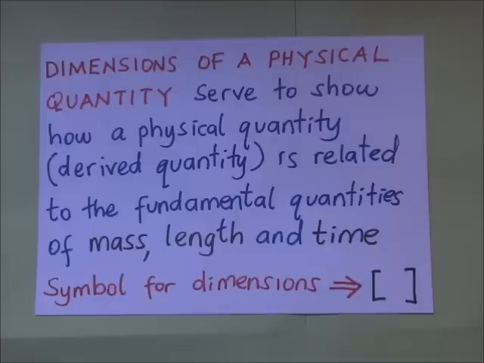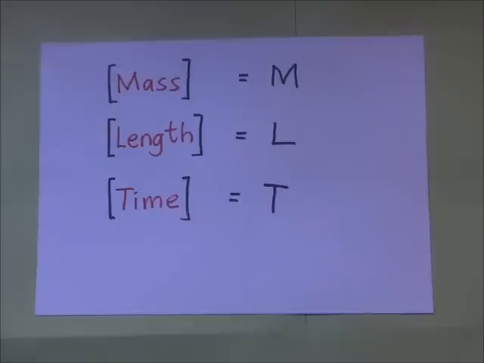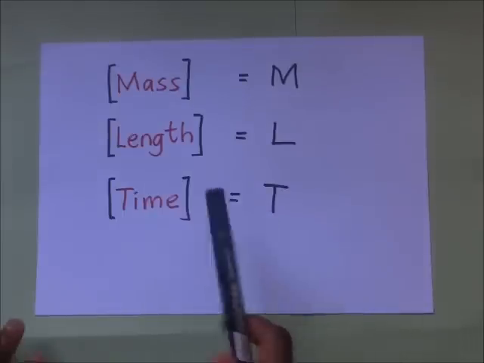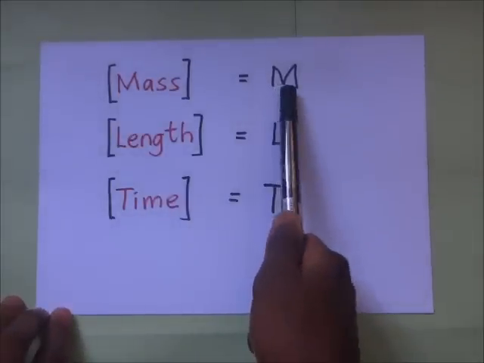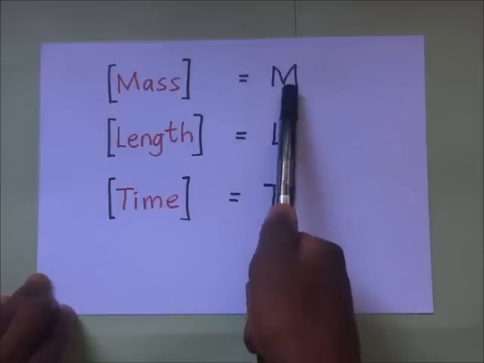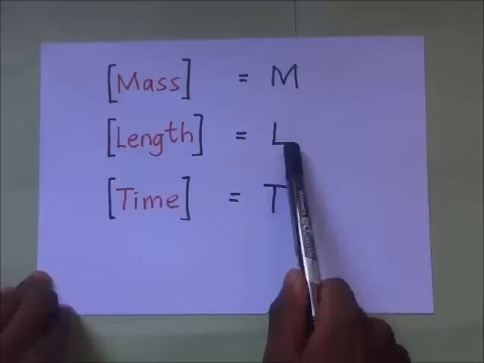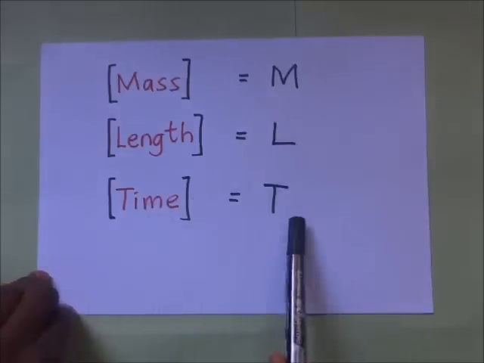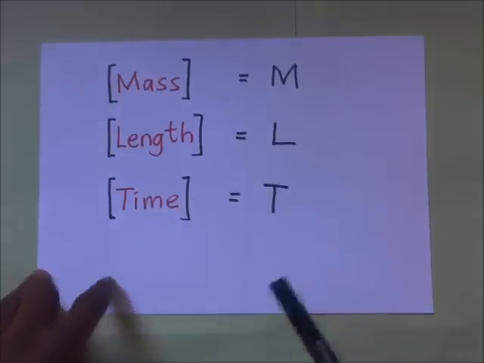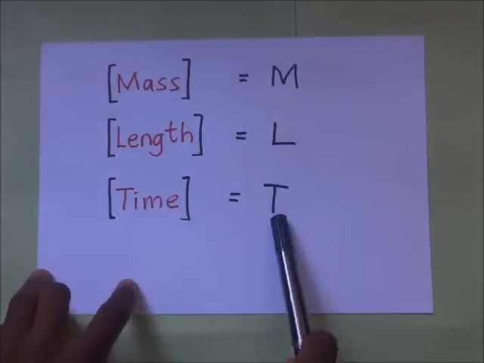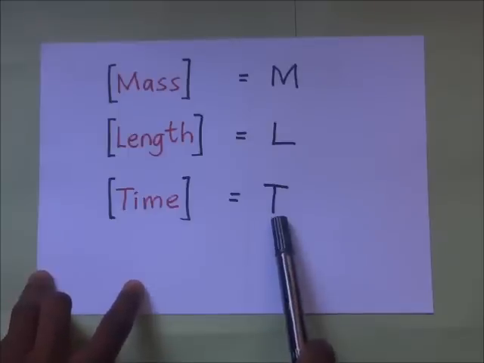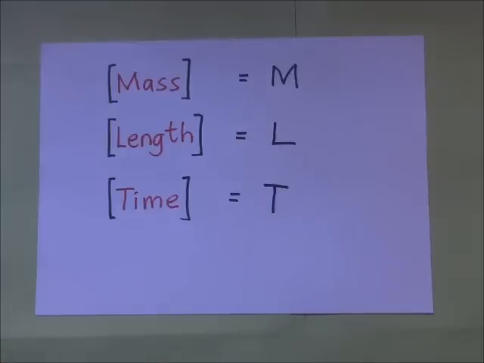Now, when we are talking about dimensions, this is the symbol for dimensions. And as such, when we are looking at the dimensions of mass, length, and time, we shall represent them like this. The dimensions for mass is capital M. That is how it will be represented. The dimensions for length will be capital L, and then the dimensions for time is capital T.